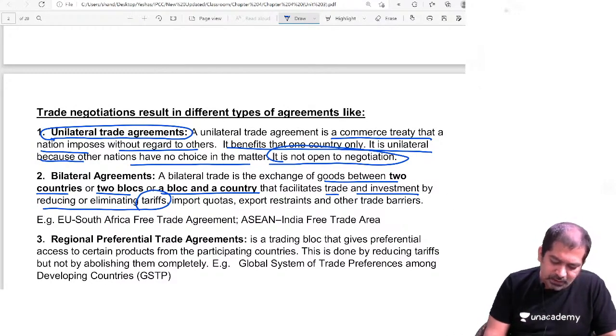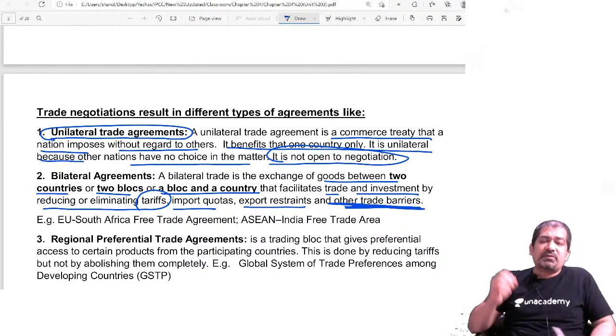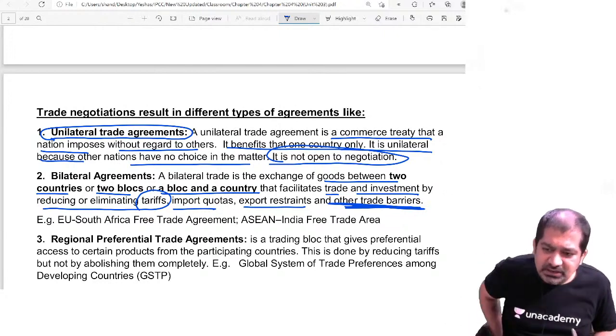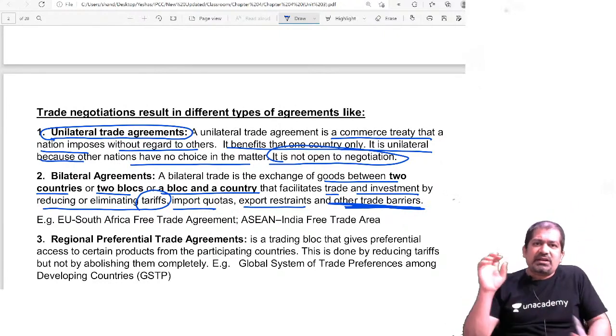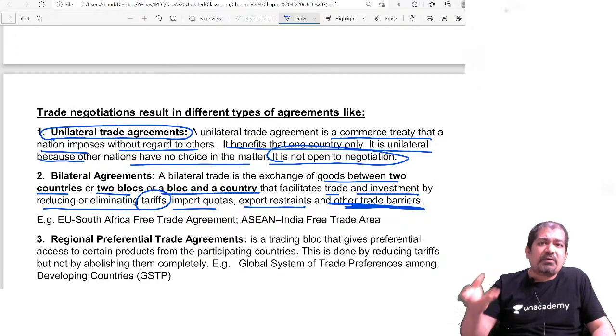All right. Import quotas, export restraints and other trade barriers. Now sometimes they ask you, what is the difference between a measure and a barrier? See, the difference is that a barrier is an extreme form of a measure.